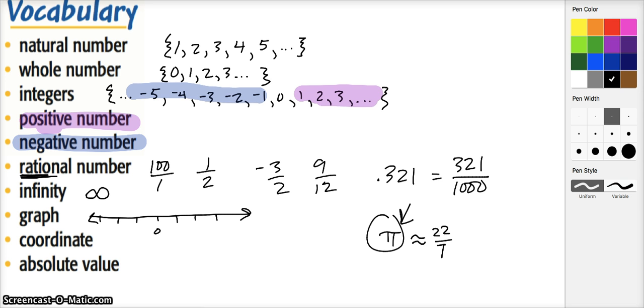Back to the graph. So a graph, we can graph any number we want. We can place a number on a graph. We can even place pi on a graph.